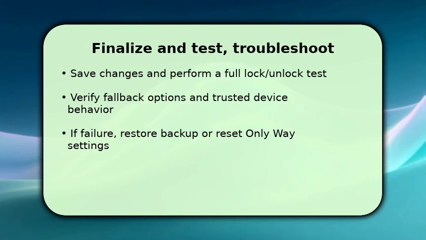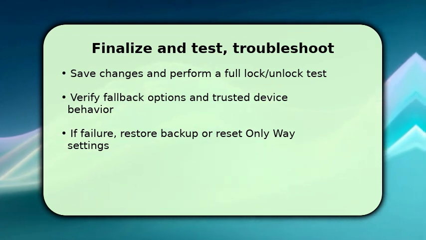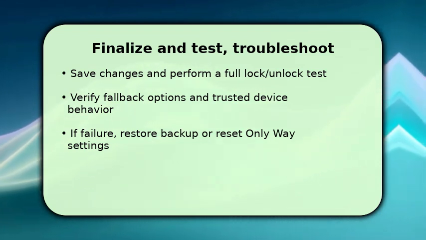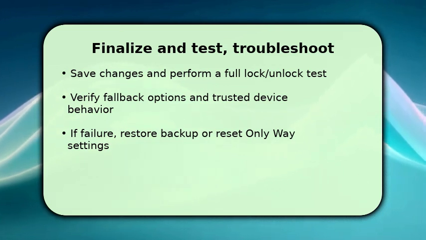Finish by saving changes and performing a complete lock then unlock cycle so you can observe behavior in real conditions. Make sure fallback options work. Enter PIN after failed biometrics, and confirm trusted devices bypass as expected.